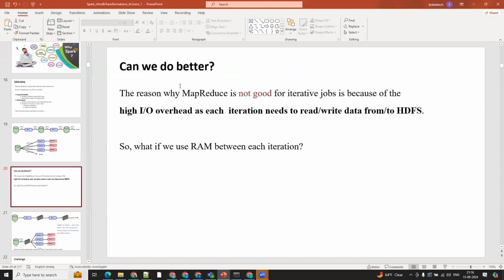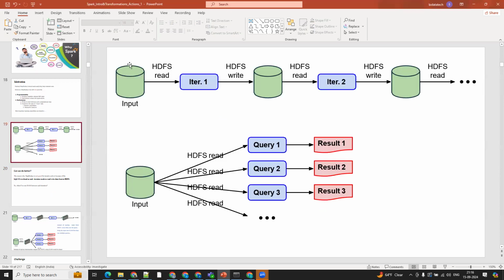Okay, now what people started, I mean, the inventor or the founder of Spark, what he thought was, instead of using HDFS, the hard disk, for reading the data, what if we get this data into the RAM memory first and start using that data every time we want to iterate, every time we want to apply a machine learning algorithm.